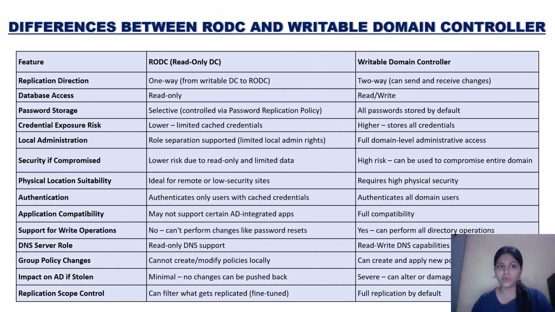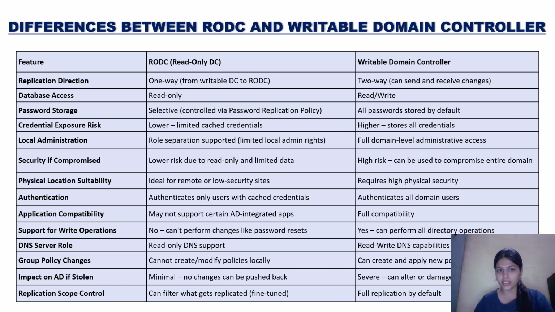Now, these are some of the differences between RODC and writable domain controller. Now, RODC is only unidirectional. We can replicate the data from the writable domain controller, but we cannot replicate it back. But writable domain controller is a two-way or bidirectional replication.